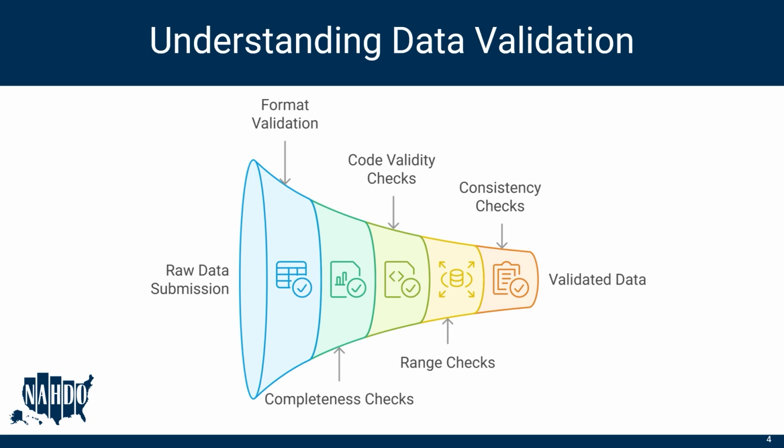For example, a patient's age should be a positive number. Consistency checks examine relationships between different data elements to ensure consistency. For instance, the discharge date should be later than the admission date. Data validation rules are essential for maintaining data quality and preventing erroneous data from entering the system. They serve as a gatekeeping mechanism, ensuring that only accurate and complete data is used for analysis and reporting.